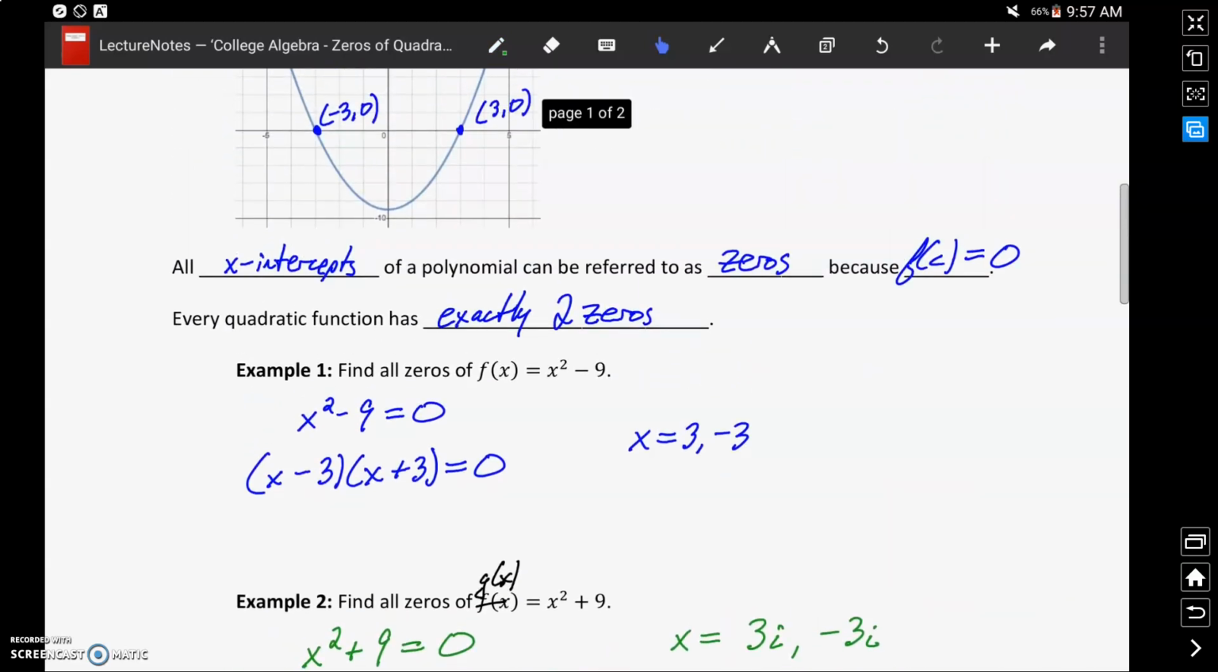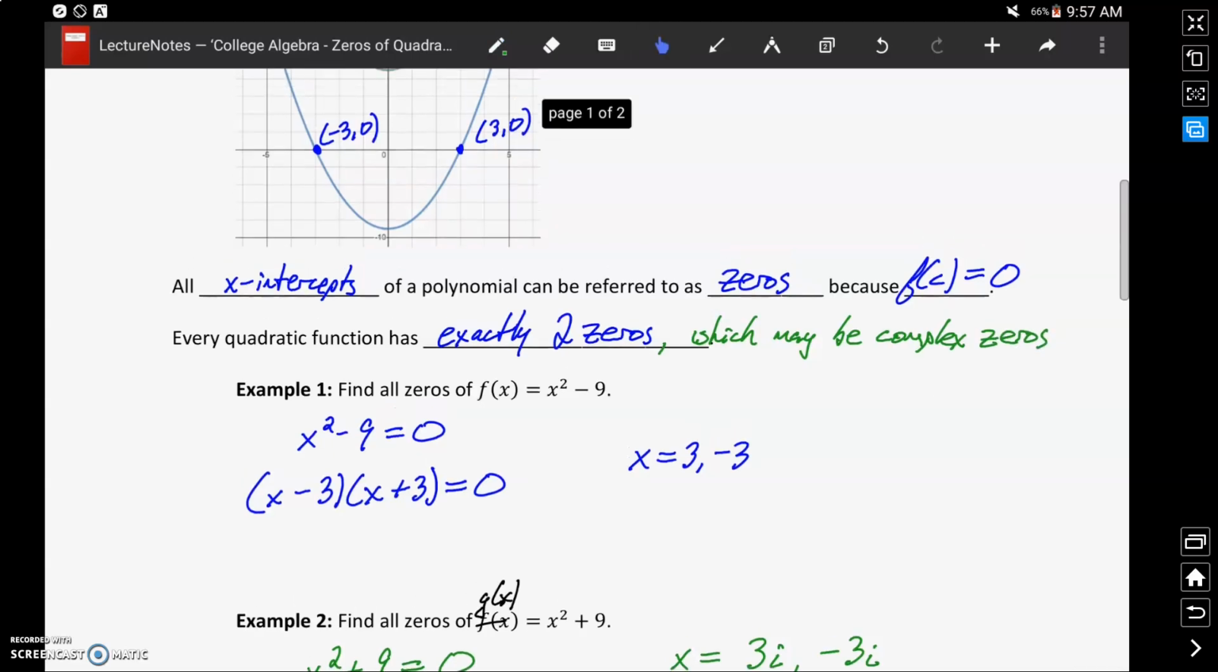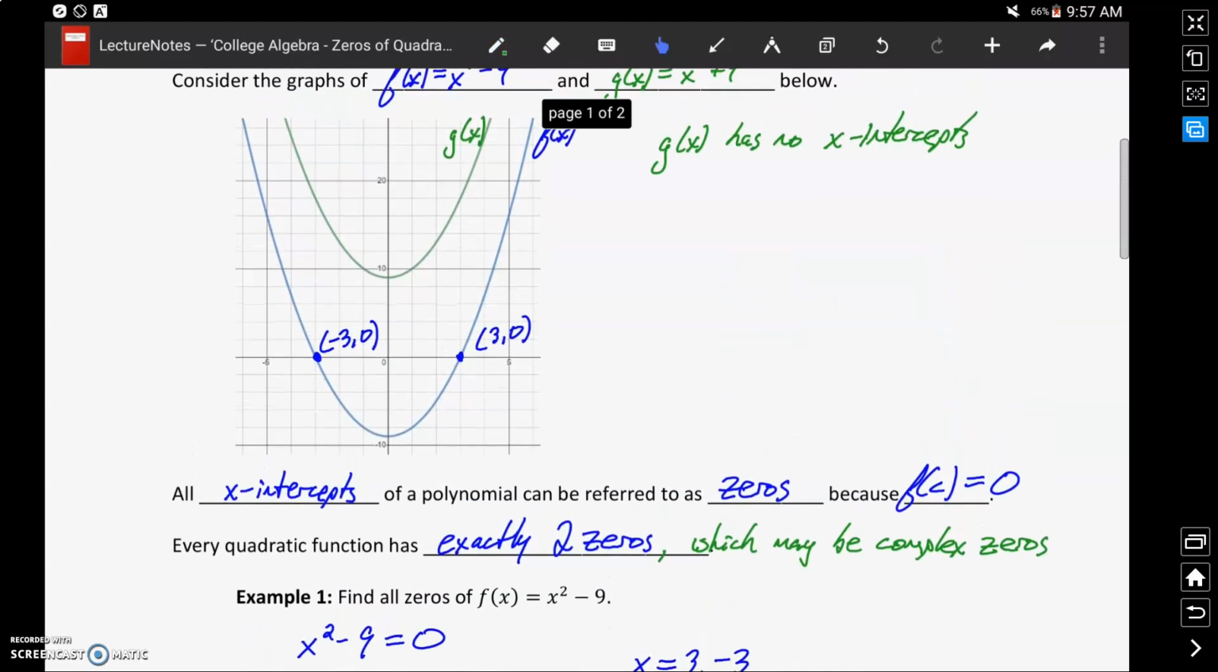This means we can go back and add some addendums to previous statements we made. So every quadratic function will have exactly 2 zeros, which may be complex zeros. We'll end up with complex zeros if we have a case where our function has no x-intercept.